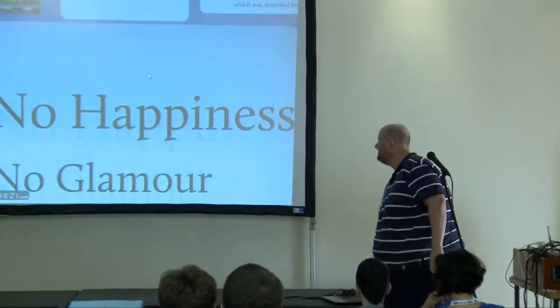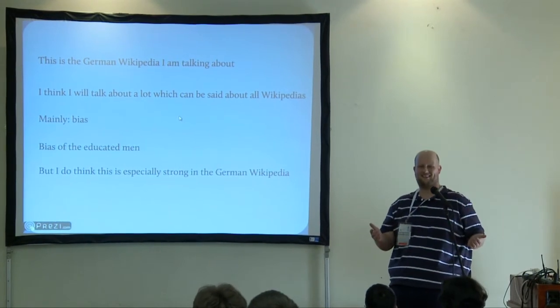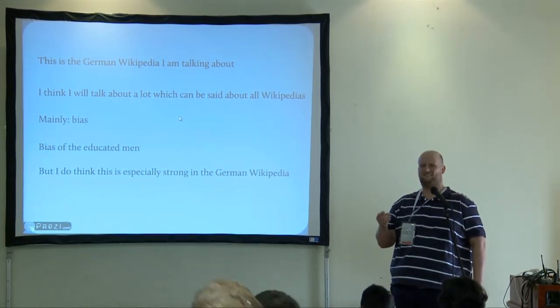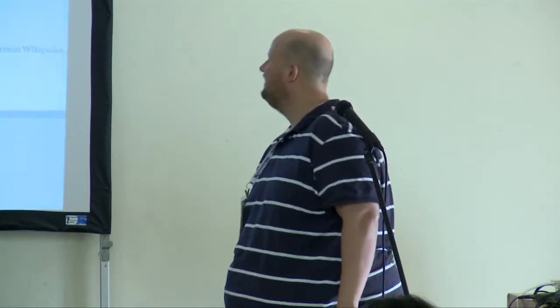Now to something completely different, which has to do nothing with happiness, nothing with glamour, just Wikipedia. So I will talk about the German Wikipedia, first because it's the one I know the best. Second, I think it's very obvious on the German Wikipedia, but I think it's a matter of all Wikipedias, because Wikipedians are pretty much the same everywhere. So it's just some kind of people. Some of them are women. I will talk about women later on.